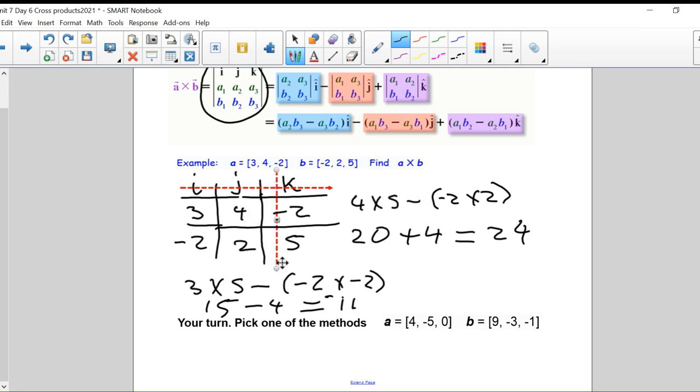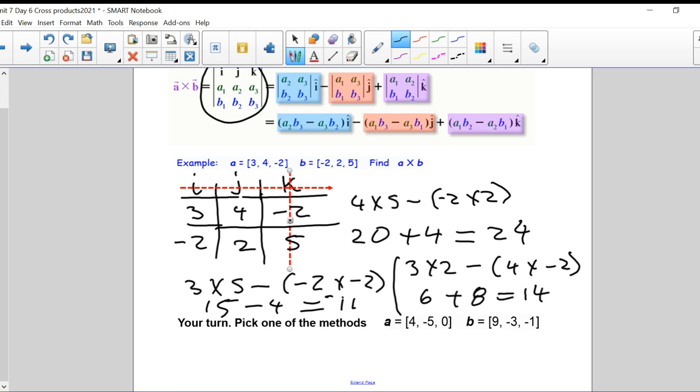There we go. So now I'm blocking out this column for the K. So how do I get my K now? My K would be 3 times 2 minus 4 times minus 2. Okay, so 3 times 2 minus 4 times minus 2. So 3 times 2 is 6. 4 times minus 2 is minus 8. So it's minus minus 8, which of course is plus 8. And that answer is obviously 14.